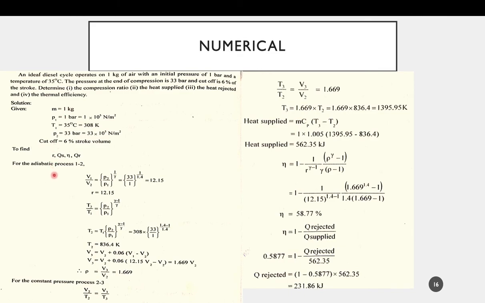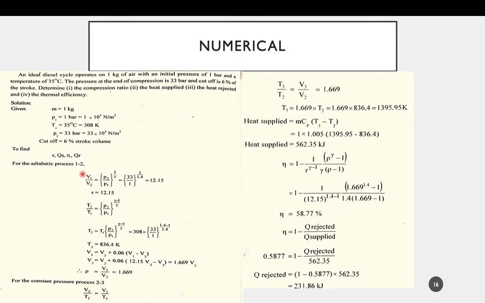Initially taking the reversible adiabatic compression process 1 to 2, we write the relationship between pressure and volume: PV raised to gamma equal to constant. So V1 by V2 is equal to P2 by P1 raised to 1 by gamma. P2 is 33 bar given in the question and P1 is 1 bar. Since gamma is not given, I can take air as the working fluid. So for air, gamma is 1.4. Substituting 1.4, you will get V1 by V2 equal to 12.15.